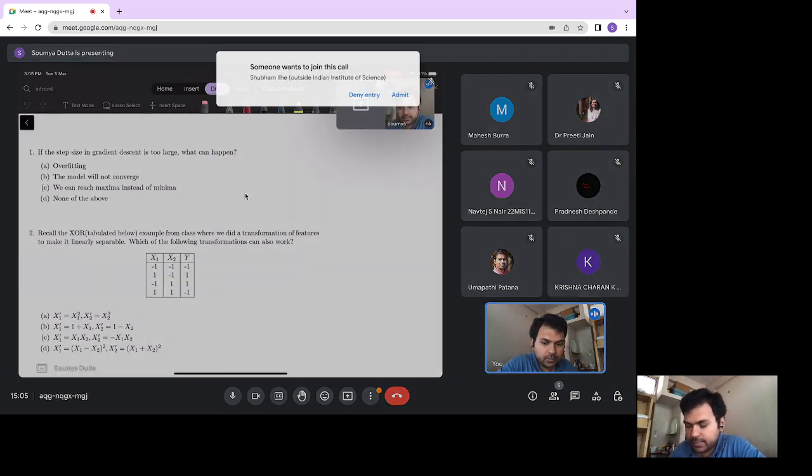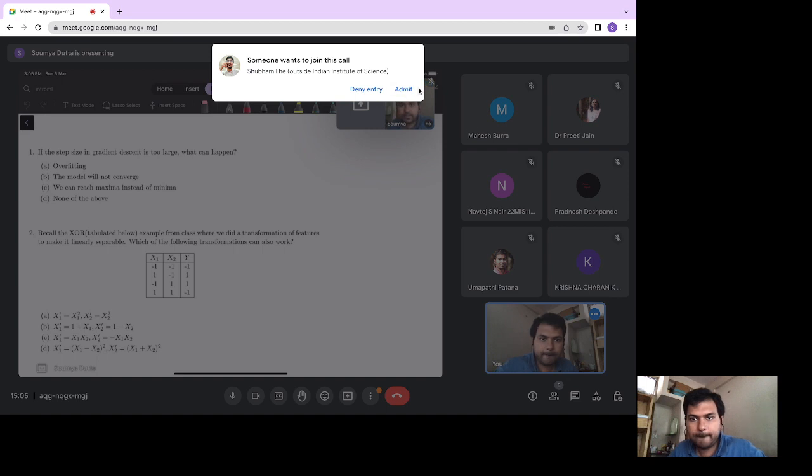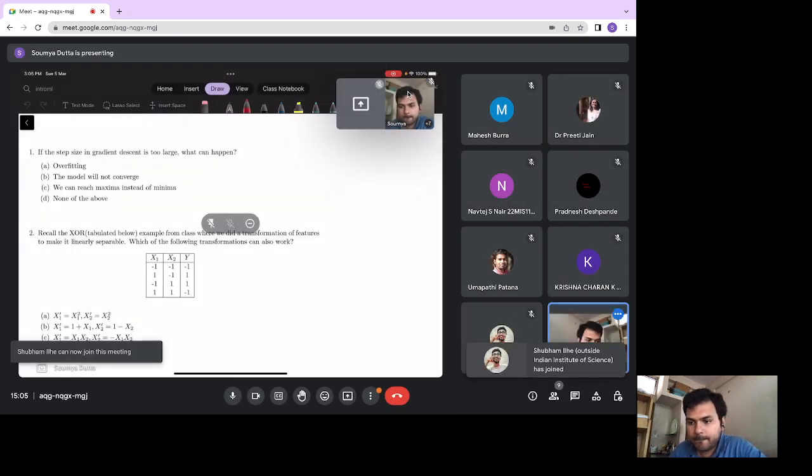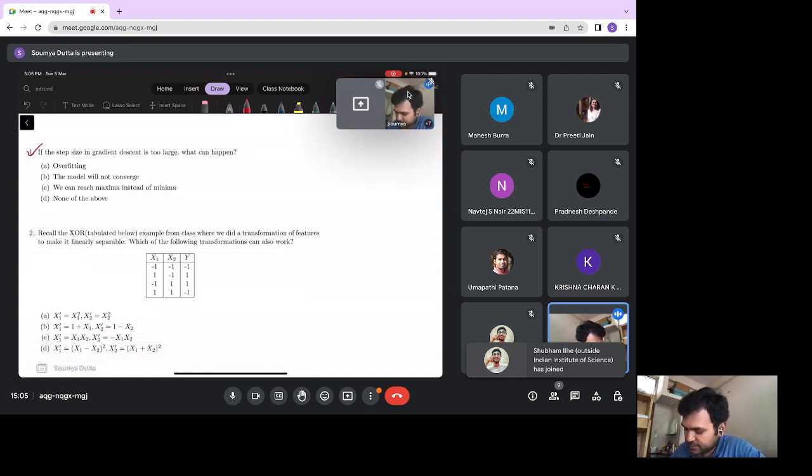Okay, so I'll start. The first question is, if the step size in gradient descent is too large, then what can happen? The first option is overfitting, the next option is the model will not converge, and the third option is we can reach maxima instead of minima.